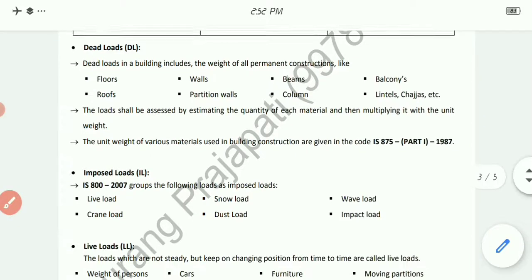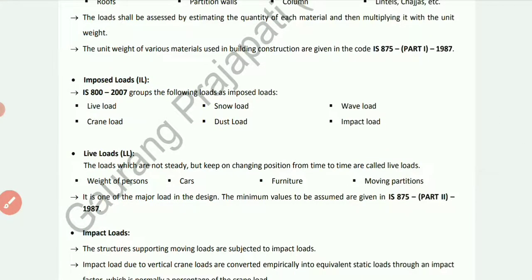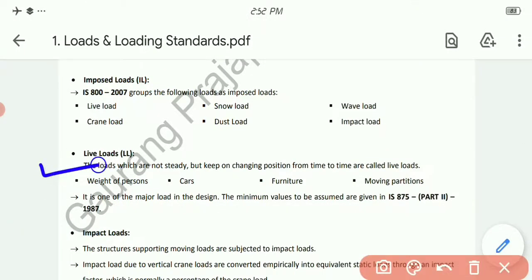Let's discuss the first one, that is live load. The loads which are not steady but keep on changing their position from time to time are called live loads. In simple words, the load of the structure which keeps on changing its position is considered as live load. For example, weight of person, car, furniture, moving partitions, etc. It is one of the major loads in the design. The minimum values to be assumed are given in IS 875 part 2, 1987.